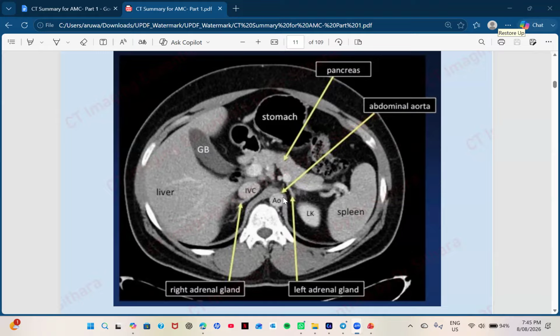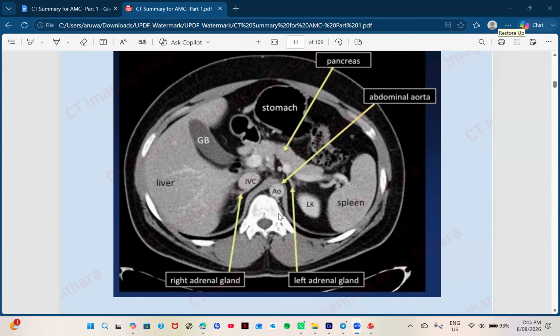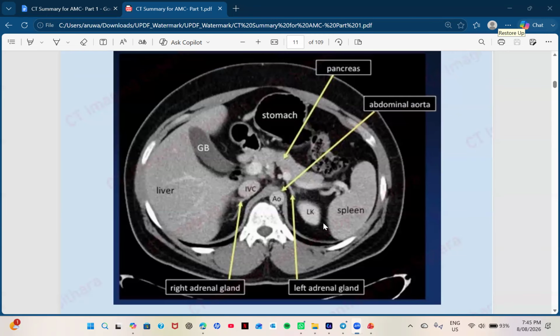Then here the abdominal aorta, then here the inferior vena cava, the left kidney, the spleen. According to the angle, the area we can see can change. So here you can clearly see the spleen and the left kidney. This is the way you can find a lot of images on Google, okay?